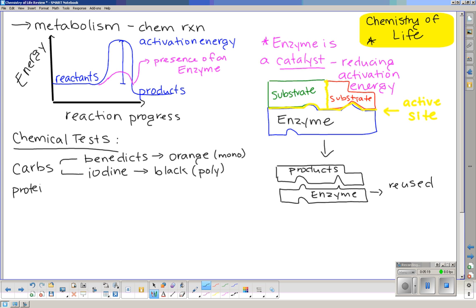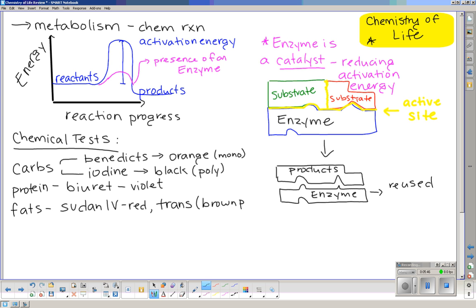When testing for proteins, we did a biuret test, and it turned violet if protein was present in the solution we were testing. And when we tested for fats, the teacher did a Sudan IV test, which turned red, or a translucence test on brown paper, where the brown paper turned slightly see-through in the presence of fats.